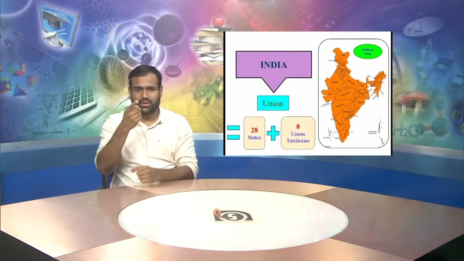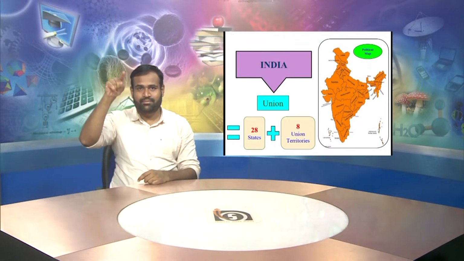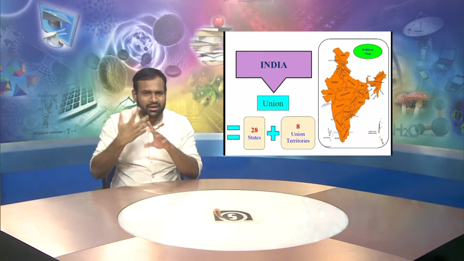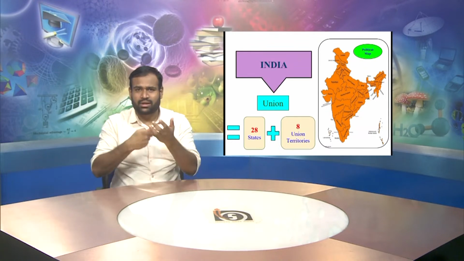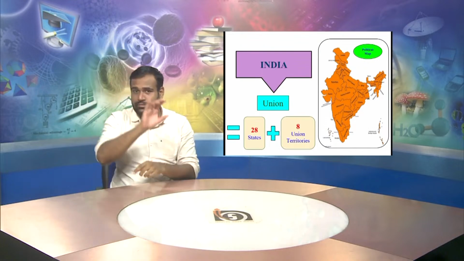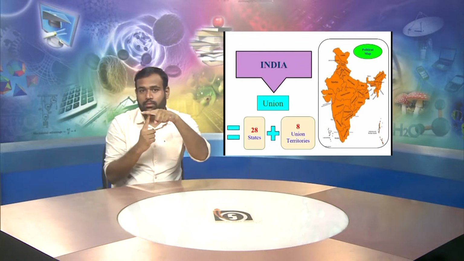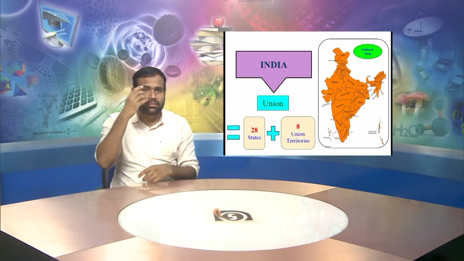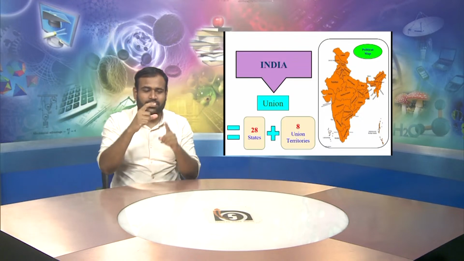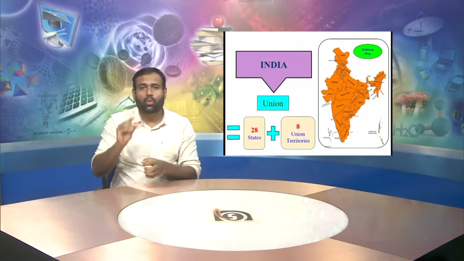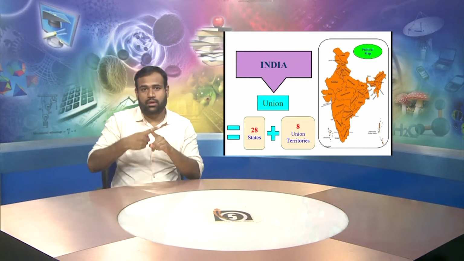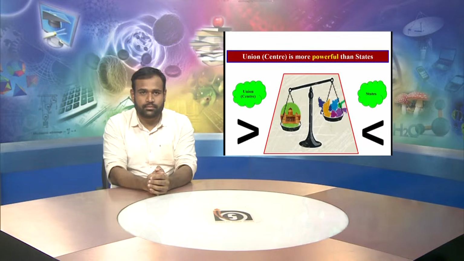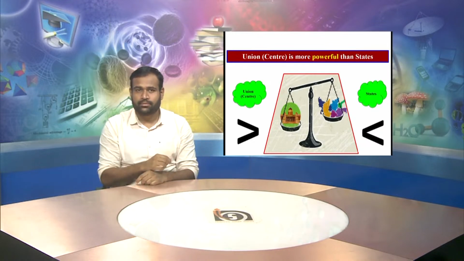You can see the word and image. On one side you can see the Indian political map, and on the other side you can see the word union. In India we have union government. In this we have 28 states and 8 union territories. Now you can see the image.